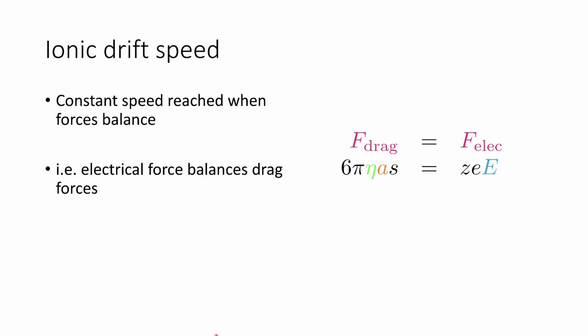Well, we've got our definitions. We've defined the drag force, we've defined the electrical force, and all we need to do is simply equate them. This allows us to find the ionic drift speed S as a function of our electric field, solvent factor, and the hydrodynamic radius. Another way of looking at this is to consider ionic mobility.